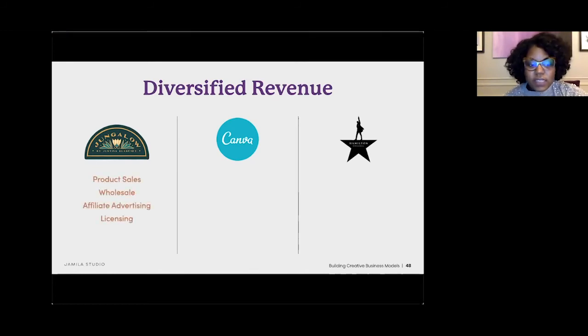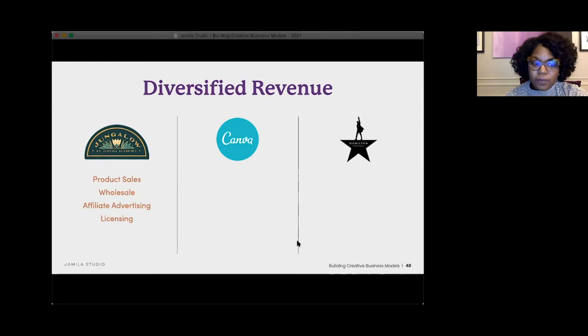So for instance, the Jungalow: product sales, they sell directly to their customers, and wholesale, because they sell to retailers. Affiliate advertising, so that is what they often do with their partners. Someone can advertise on their social media platforms or on their websites, and they get money from being an advertiser. Or they can do licensing, which is basically someone can license their logo to create a product that is inspired by their style.